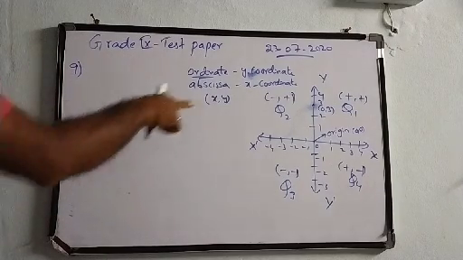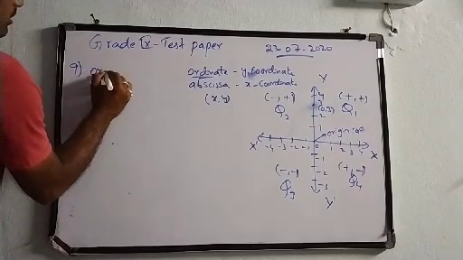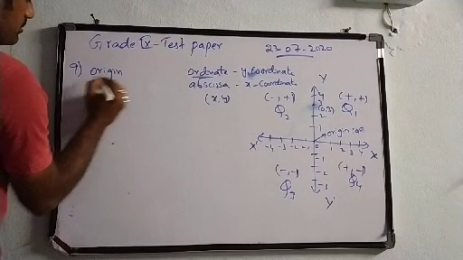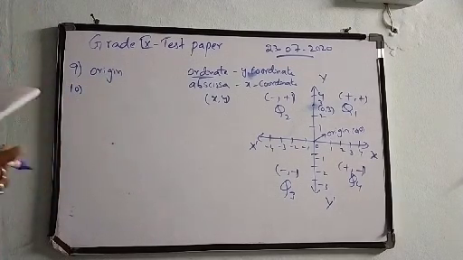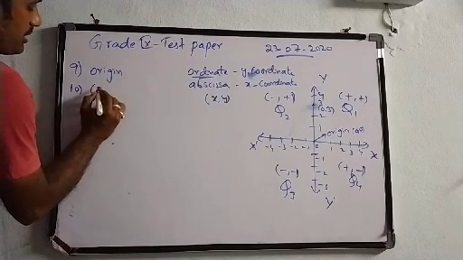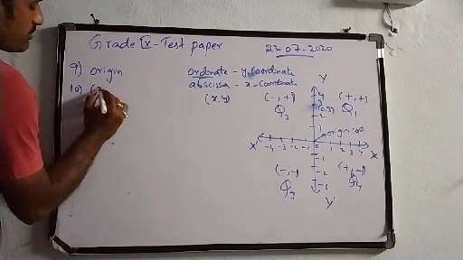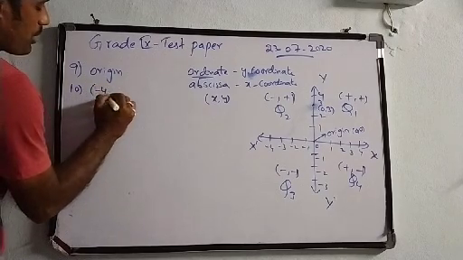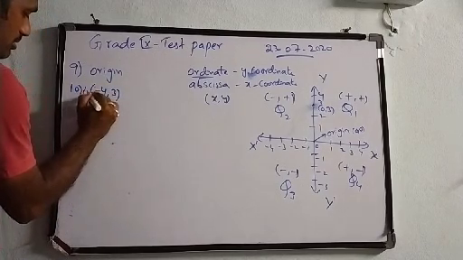So the 9th question will be, the intersection will be origin here. So we can mark it as origin. So 10th question. The y coordinate is 3, x coordinate is -4. So it will be -4, 3. The first one.